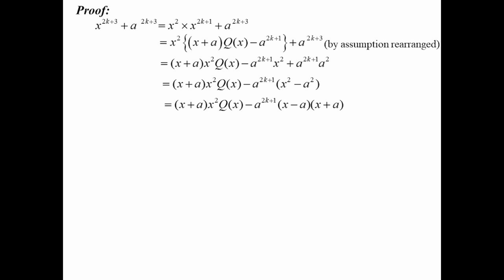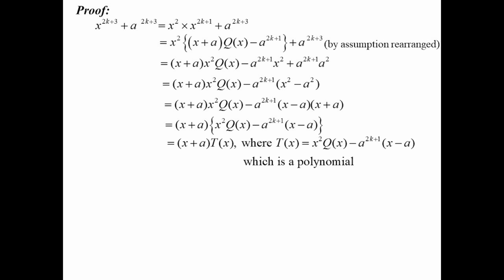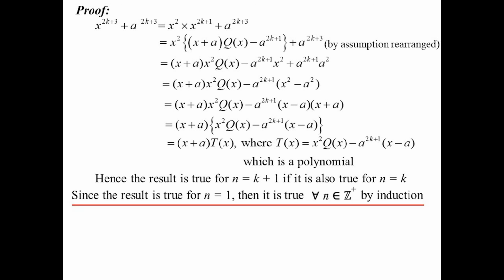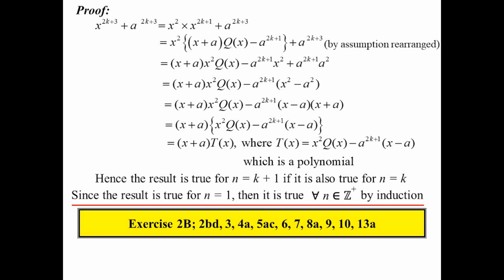What about these other two terms? There's a common factor there of a to the 2k plus 1, but look at what the other factor is. x squared minus a squared, which is a difference of two squares. So it has a factor of x plus a, which means I could write it as x plus a times some polynomial, whatever that turned out to be. So yes, indeed, it is true where t(x) is some polynomial. And the rest is the same then, so hence the result's true for k plus 1 if it's true for k, and so on. So exercise 2b is the one on divisibility problems.